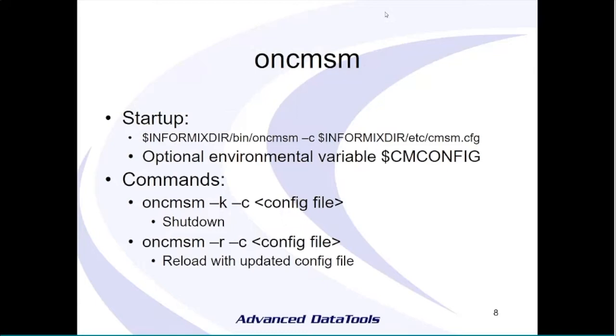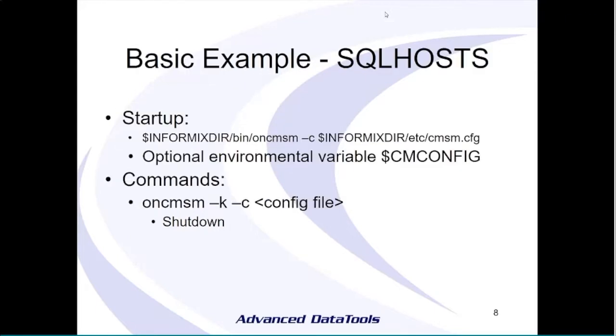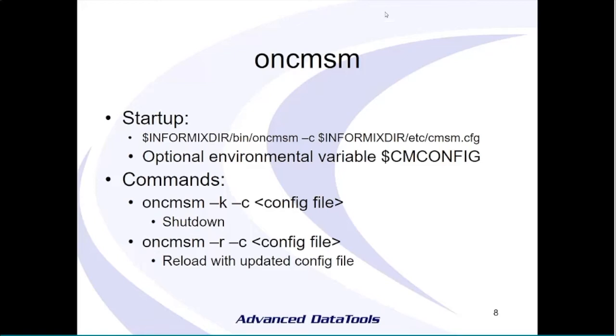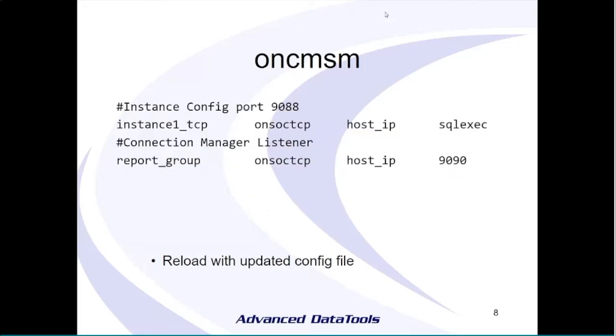You can also set the CMCONFIG environment variable. This one can be really useful: if CMCONFIG is set, it'll actually use that environment variable in place of needing to pass a -c parameter. So you can just run on-cmsm and it will start it up. If you use -k, it'll shut it down, and -r will actually reload the configuration file without restarting the server. So if you're making some changes, you can just do a reload and you don't have to worry about it impacting users. So it's a pretty simple program. That is the only parameters it has, -c, -k, and -r.